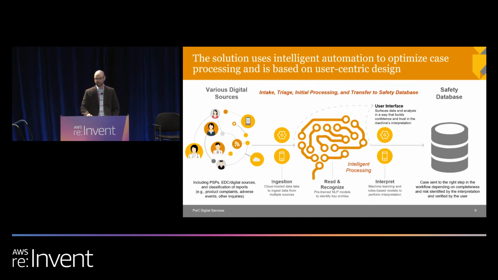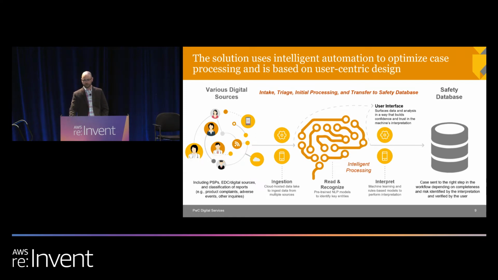On this slide, I wanted to take you through a high-level conceptual architecture of what we've implemented for our team. It consists of 4 high-level components from left to right. The first is the ingest layer that you see, the second is read and recognize, the third is interpret, and the fourth is the user interface piece.